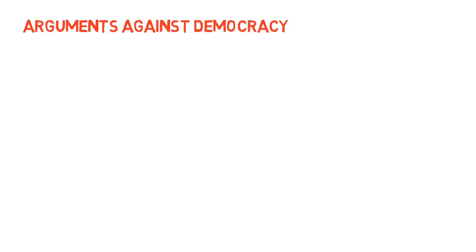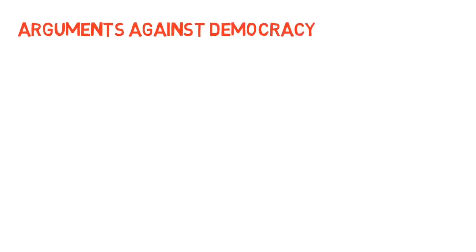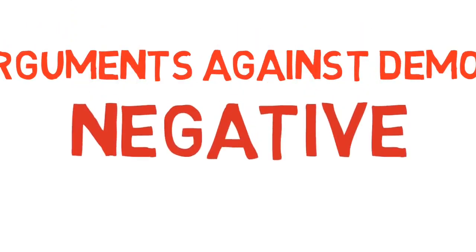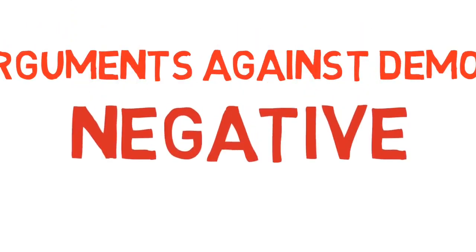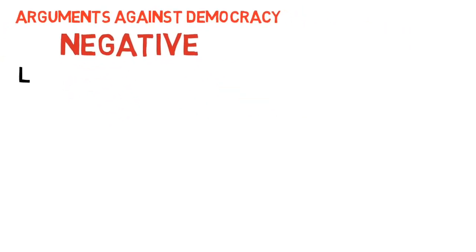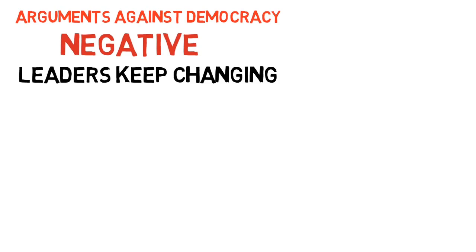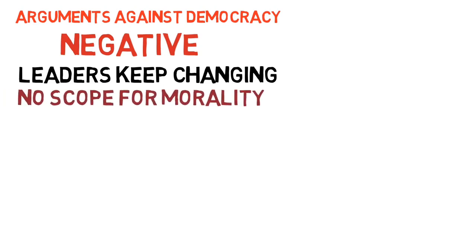So first we are going to start with the negative points, that is the cons of democracy. We are going to see the arguments against democracy. So stay tuned. The first point in that is leaders keep changing. You all know that every 5 years we have elections, and in those elections our leaders may keep on changing, which leads to instability of the government.